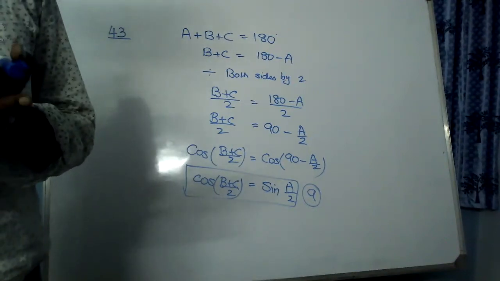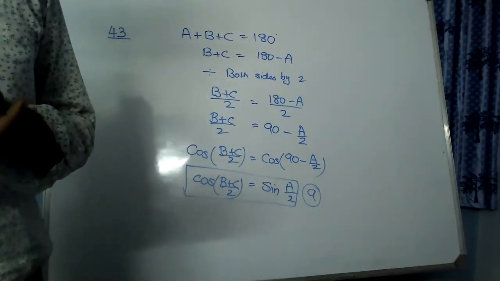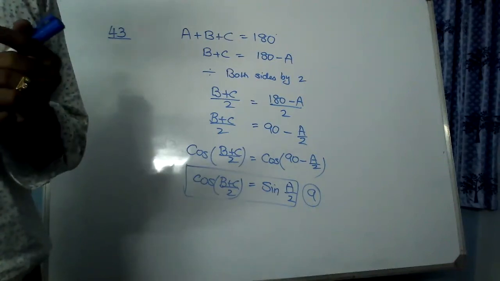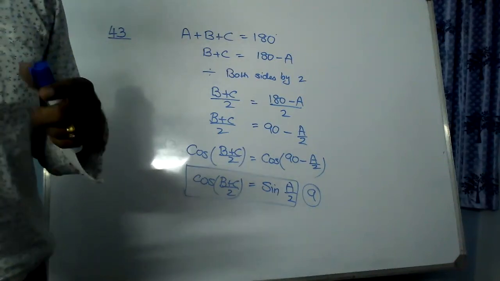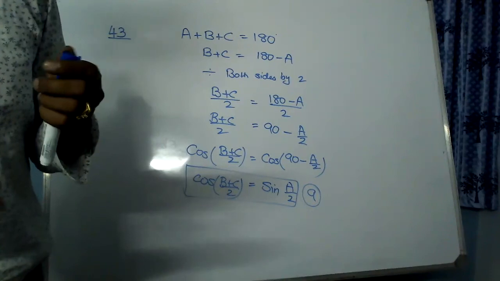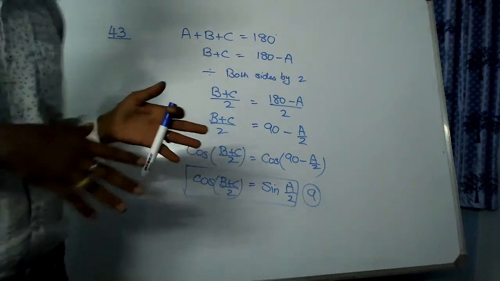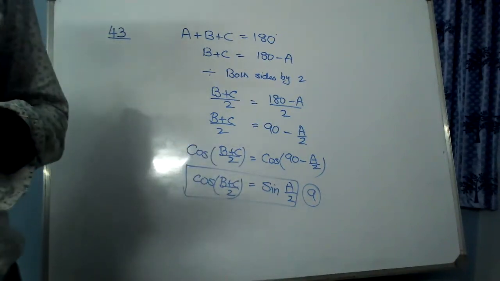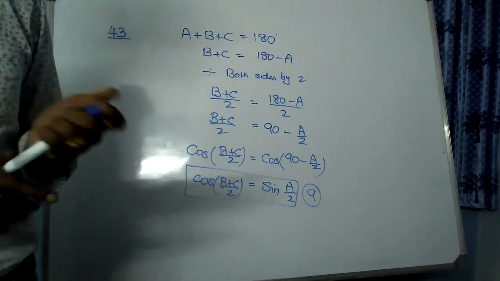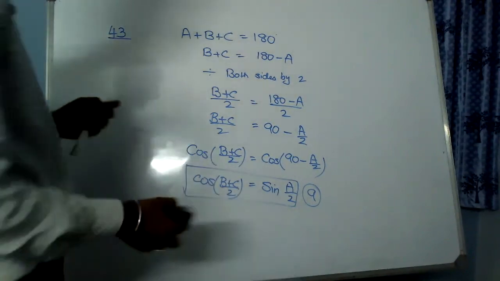Question 44: sin (A plus B) minus sin A cos B. Sin (A plus B) is sin A cos B plus cos A sin B. So sin A cos B minus sin A cos B will get cancelled, leaving cos A sin B. Option A is your right answer.